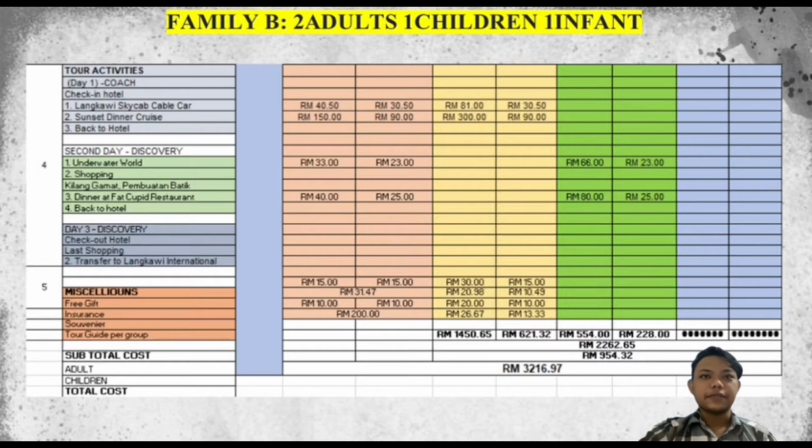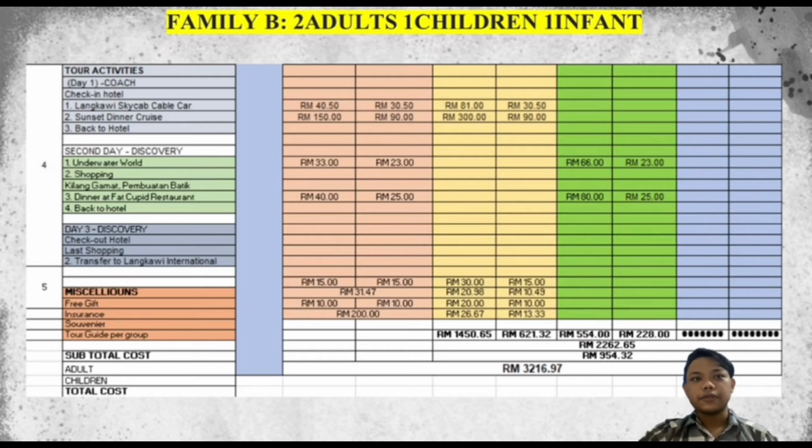After that is 2 activities. For the first activity that we are going to is Langkawi Skycab Cable Car. The rate for adult is 40 ringgit 50 cents, and for children it will take 30 ringgit 50 cents. First day, it will take 81 ringgit for adult and 30 ringgit 50 cents for children. And then the sunset dinner cruise, which will take 300 ringgit for adult and 90 ringgit for children. The rate for sunset dinner cruise is 150 ringgit for adult and 90 ringgit for children.